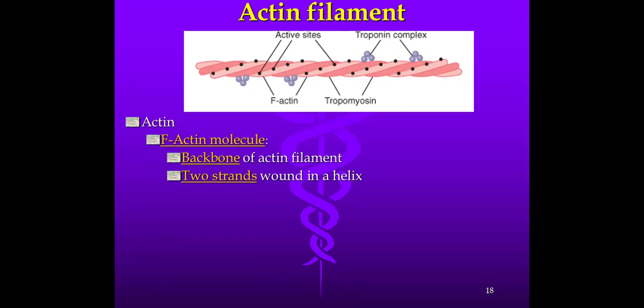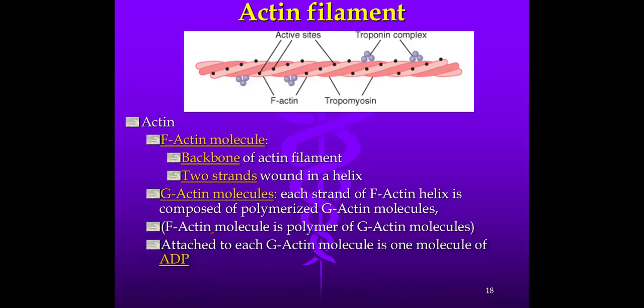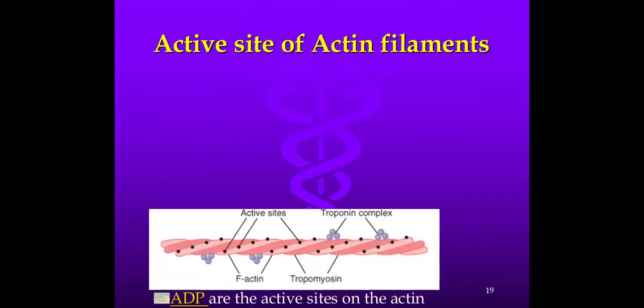And that is present in two strands which are wound in a helix. Each strand of the F-actin helix is composed of polymerized G-actin molecules. So the F-actin molecule is a polymer of the G-actin molecule, as we have discussed, and attached to each G-actin molecule is one molecule of ADP. The length of each actin filament is equal to 1 micrometer.